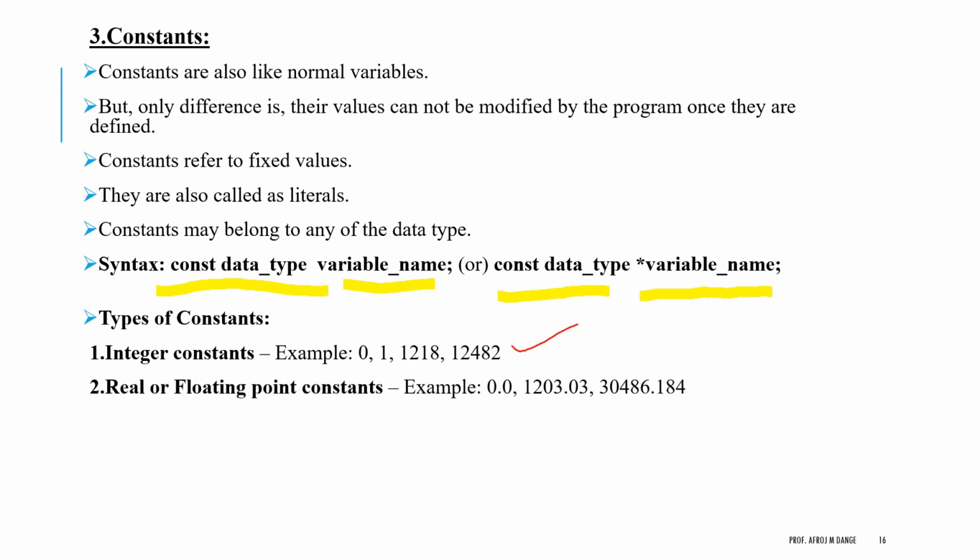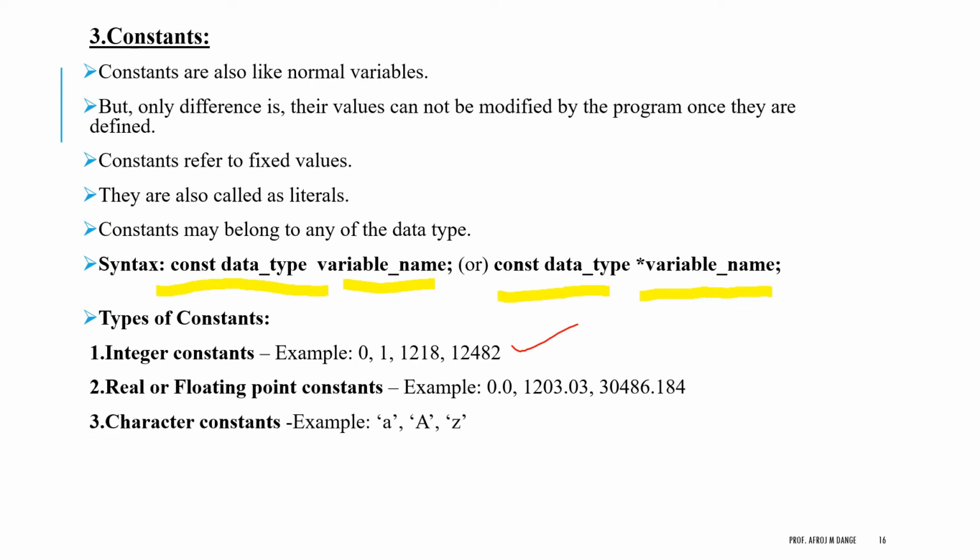Next one, real or floating point constants. The numbers containing fractional parts like 0.0, 1203.03 are called real or floating point constants. Remember that in a floating point constant there is a decimal point, that is, fractional point numbers are included.